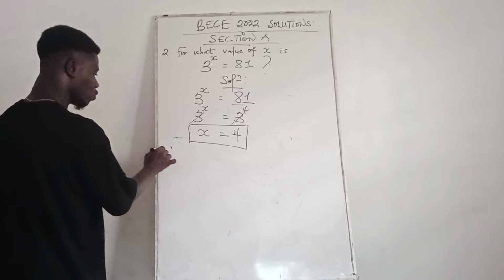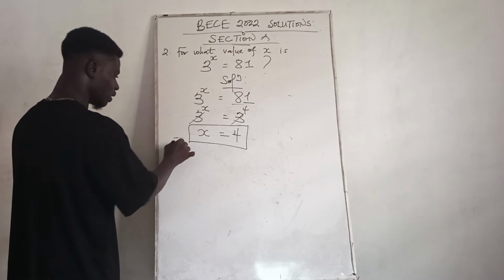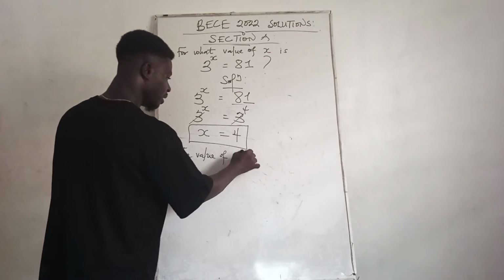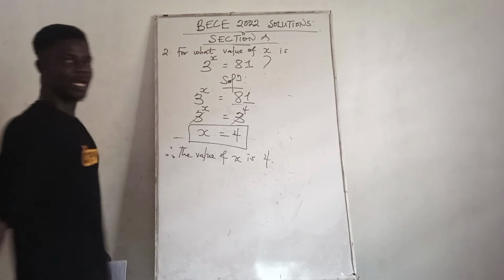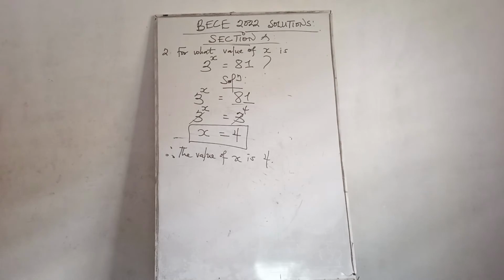So therefore, or hence, the value of x is 4. That's our positive 4. All right. Watch it carefully.